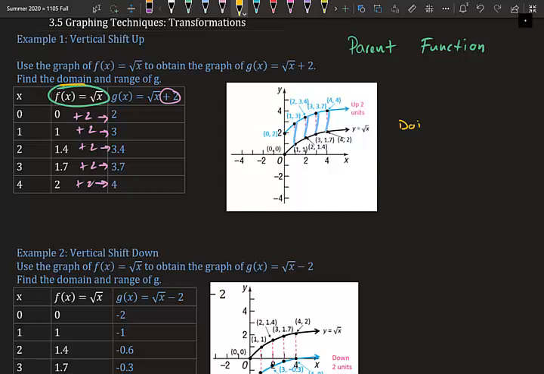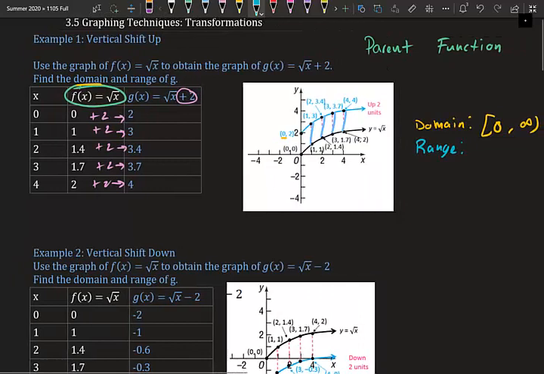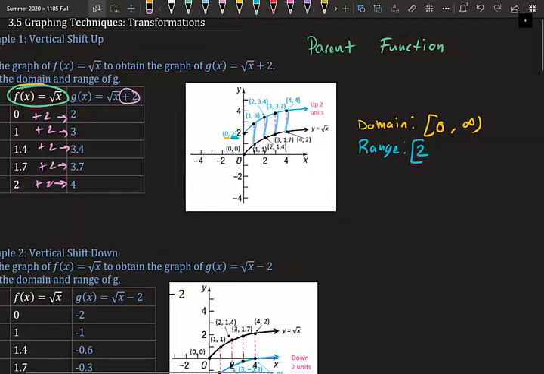So let's talk about domain. Remember, domain is what x is. So x on our blue graph starts at 0 and goes to the right, so that's positive infinity. Now for the range, we're talking about y's. So the smallest y is 2. And the graph is going up slowly, but it is going up. So since it is going up, it's 2 to infinity.